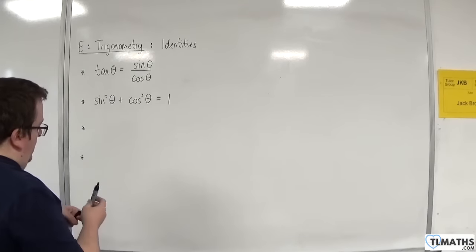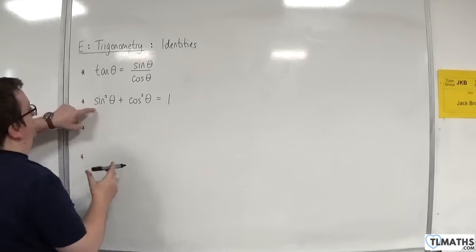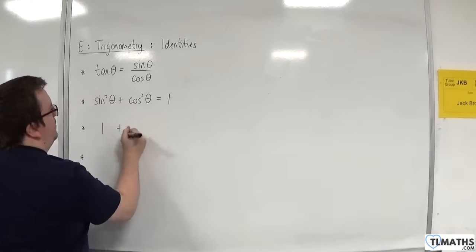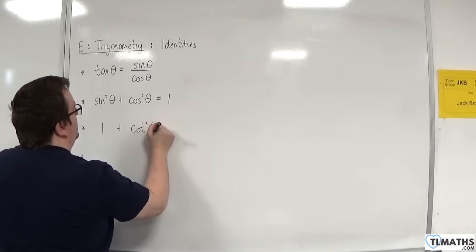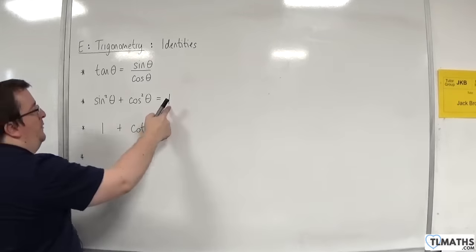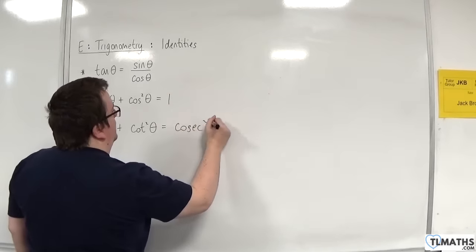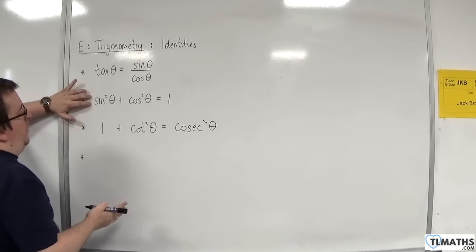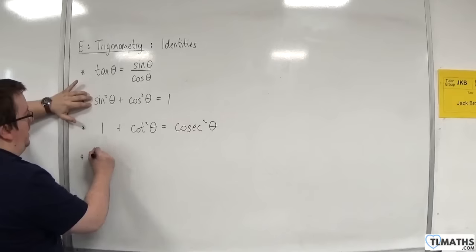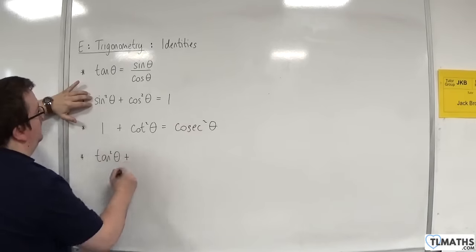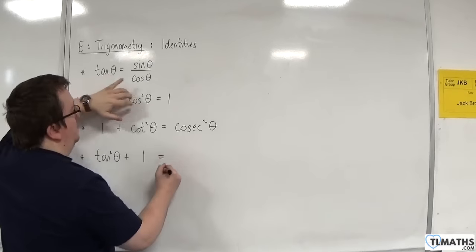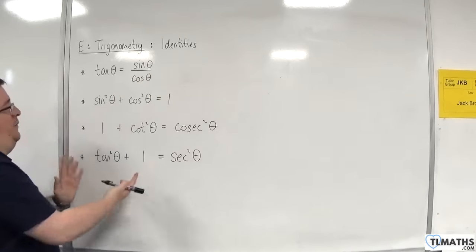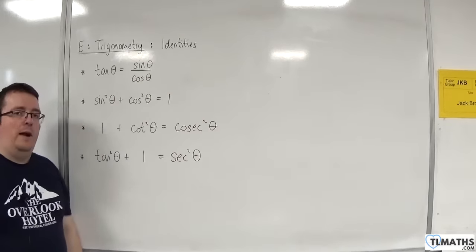So, if we divide this through by sine squared, sine squared divided by sine squared is 1. Cosine squared divided by sine squared is cot squared. And 1 divided by sine squared is cosec squared. Then we go back to this one. Divide through by cosine squared now. Sine squared divided by cosine squared is tan squared. Cosine squared divided by cosine squared is 1. 1 divided by cosine squared is sec squared. None of these are given to you in the formula booklet. You need to know how to get to them.